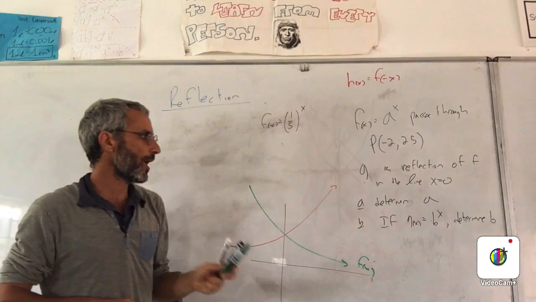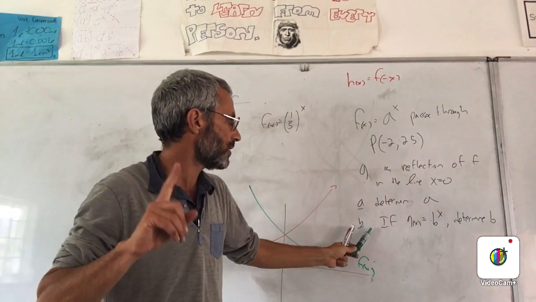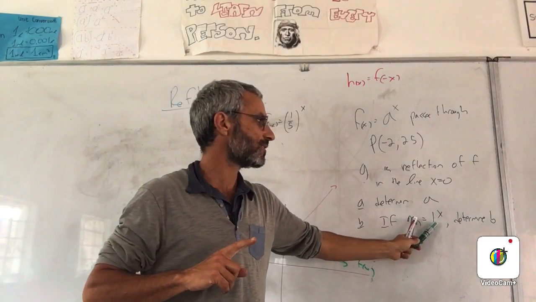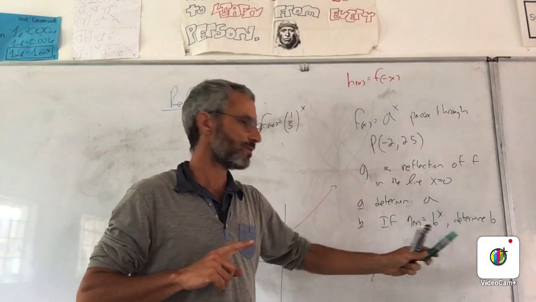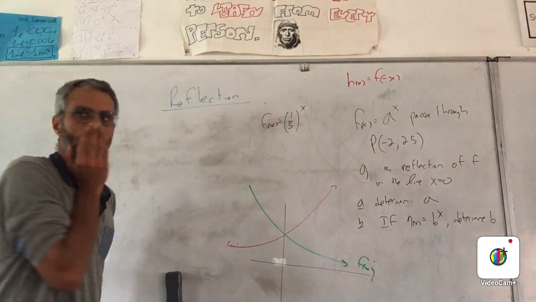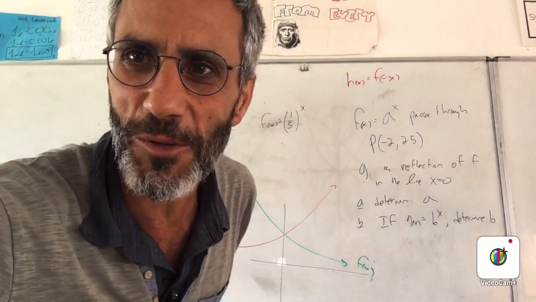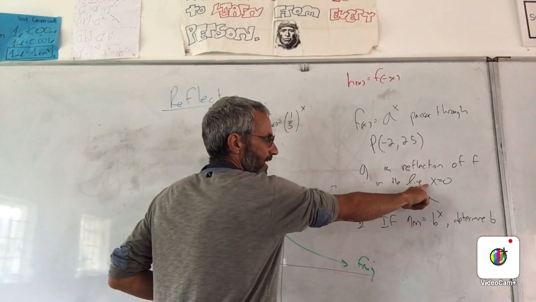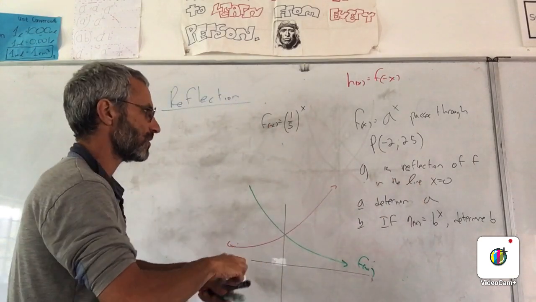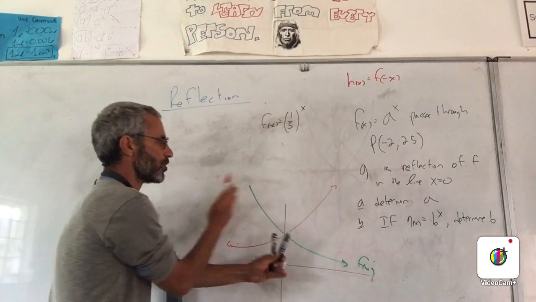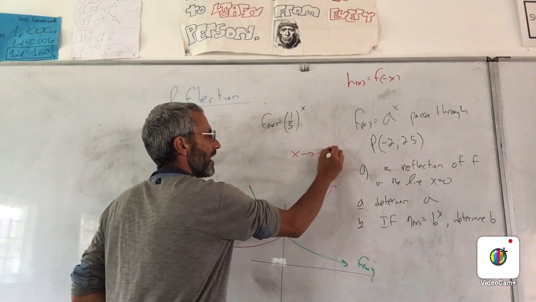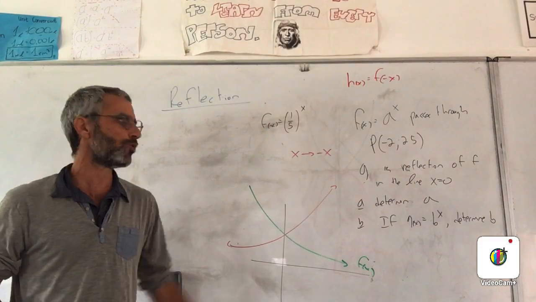Now they're telling me, look, if g of x equals b to the power of x, determine b. Let me just get you to think a little bit. Because they're telling us it's a reflection over the y-axis, remember, how do we do a reflection over the y-axis? We go from x to minus x. That's how we do a reflection over the y-axis, right?